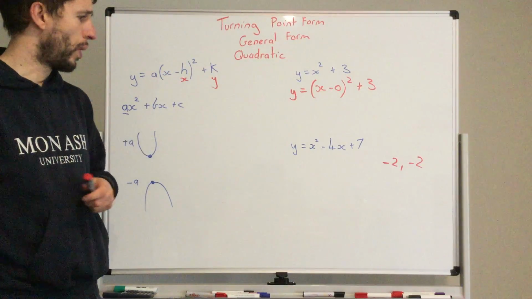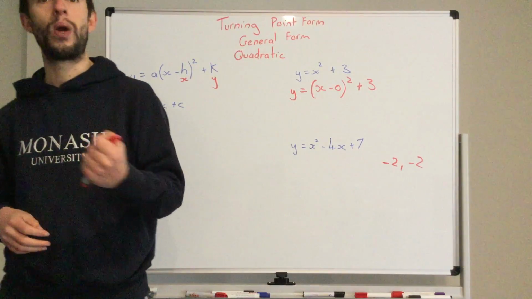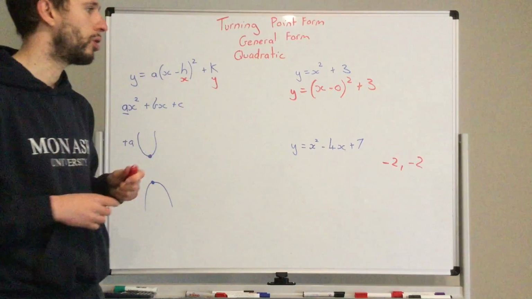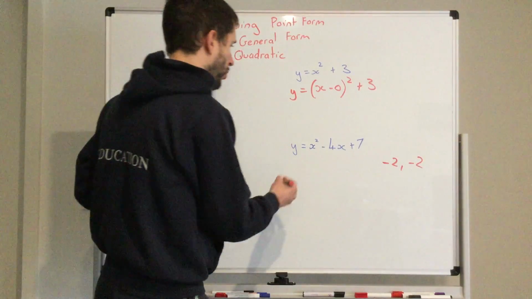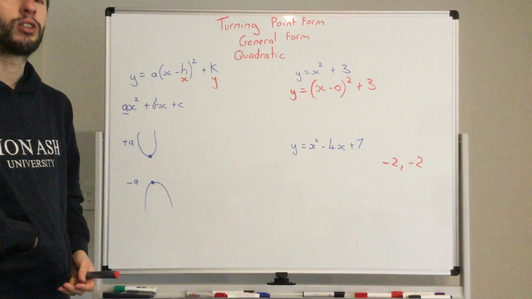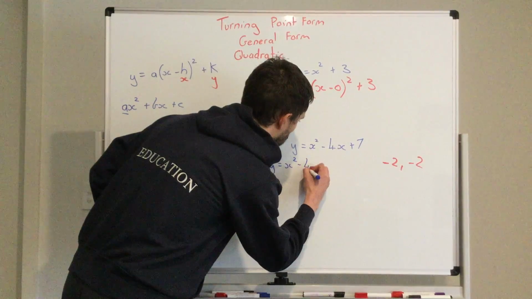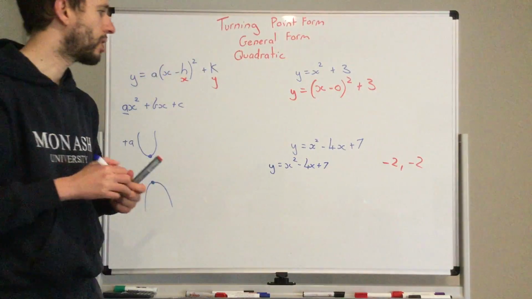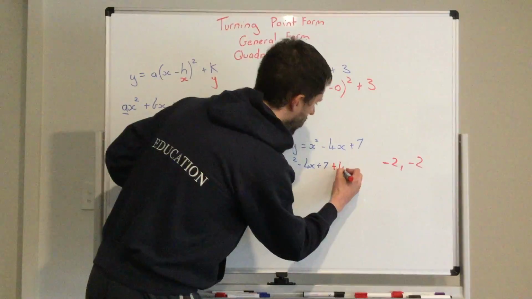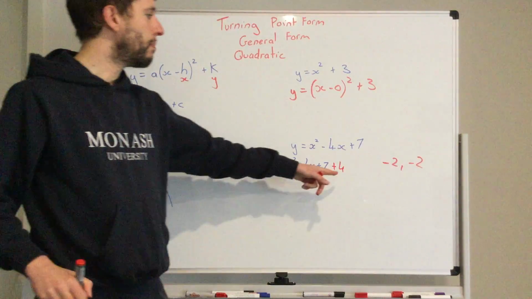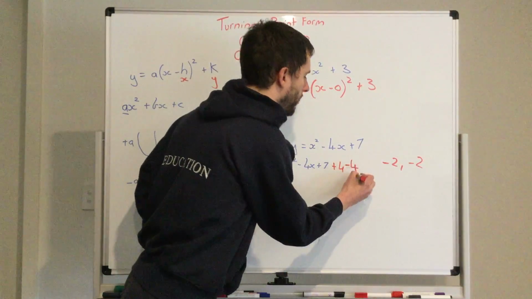Now, on my equation, because I want it to be negative 2 and negative 2, negative 2 squared is what? Negative 2 squared is 4. So to make it easier for myself, I'm going to rewrite my equation and change it slightly. I'm going to go y equals x squared take 4x plus 7. Because I know that negative 2 squared is 4, I'm going to go plus 4. Remember, I need to keep it the same. So to make sure that my equation is equal, I'm going to go plus 4 take 4.